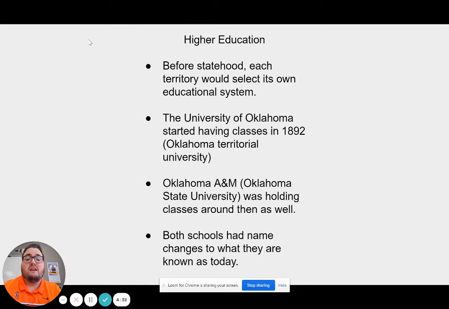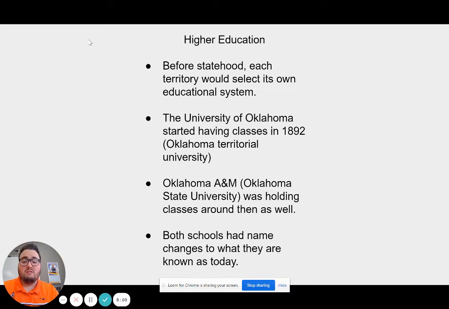Before statehood, each territory would select its own educational system. Okay, in today's time, the states still do have quite a bit of pull on their educational system, but there are these national standards and tests that need to be completed in all educational systems. So pretty much everybody in the United States is on the same lunch program. Okay, so all of that is decided by the Department of Education nationally. But back in the day, back when states were territories and just starting out, the states had a say in what their school system looked like.